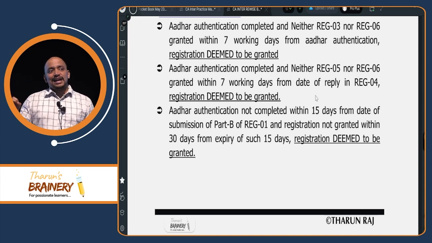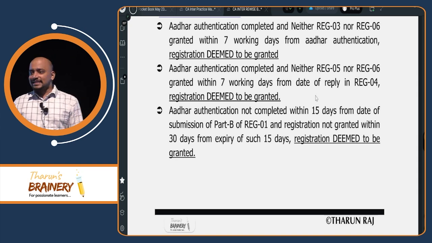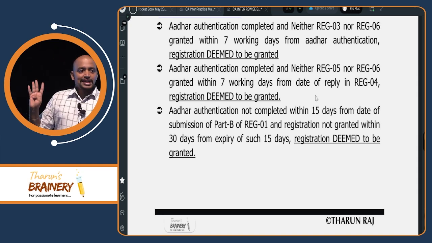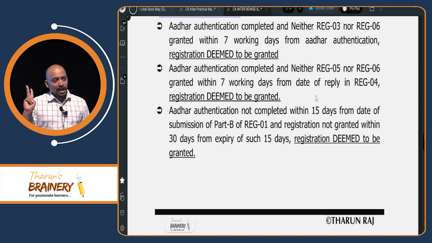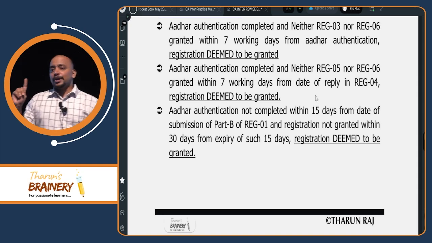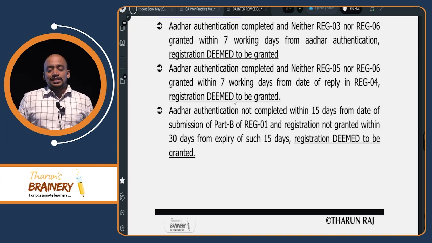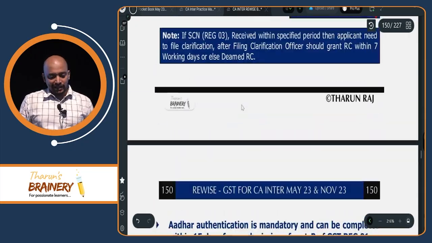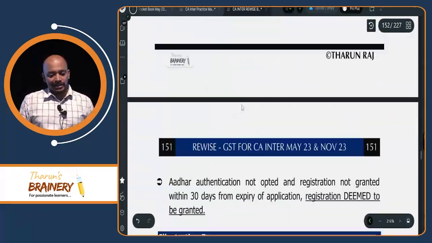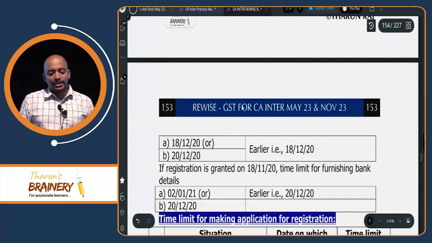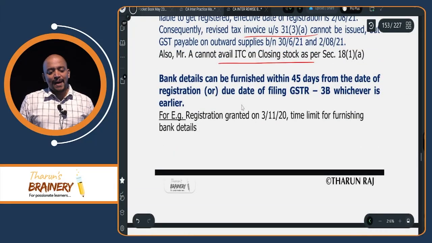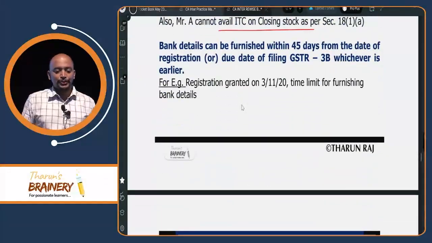So partner other than authorized or managing partner, members of HUF other than, then members of a person other than authorized signatory. Then next 4, CGSG, local authority, statutory body, public sector undertaking. Then last. So these 9 people are not required to undergo authentication. So that is about other authentication. And look into the next area, furnishing of bank details, page number 152.